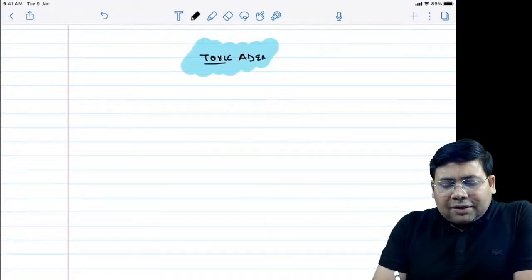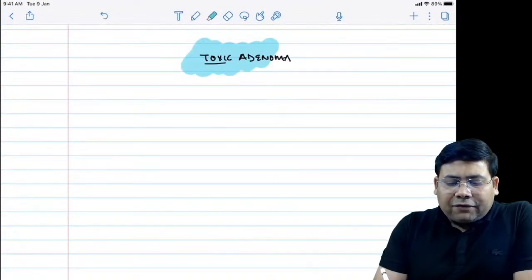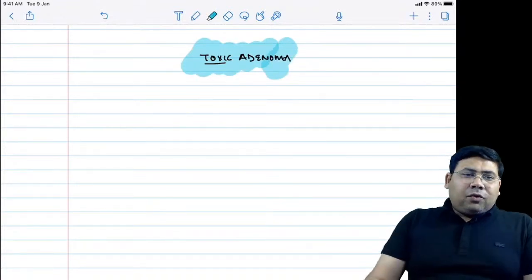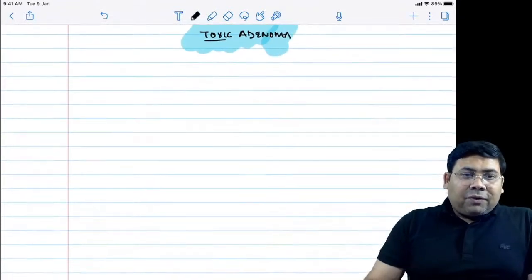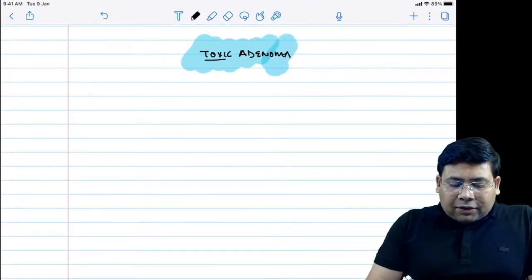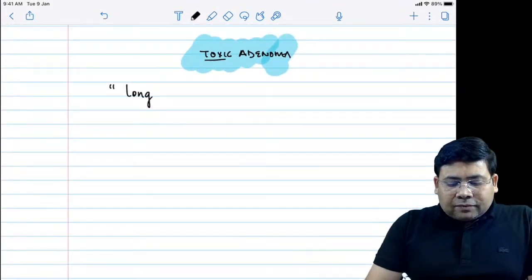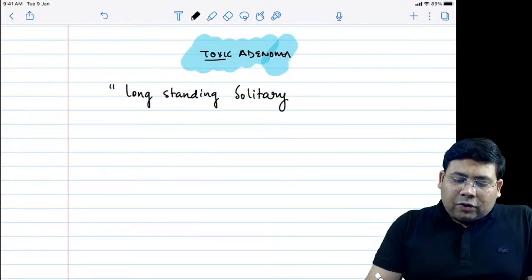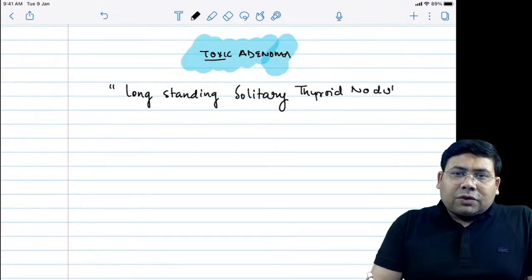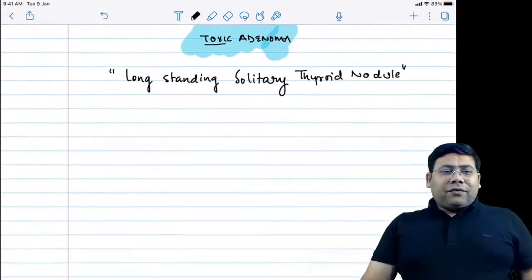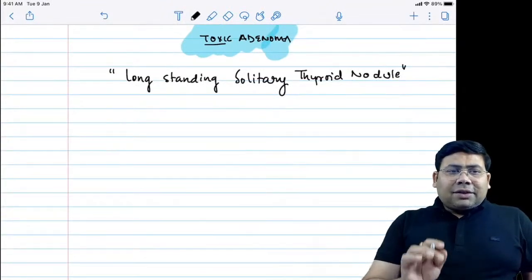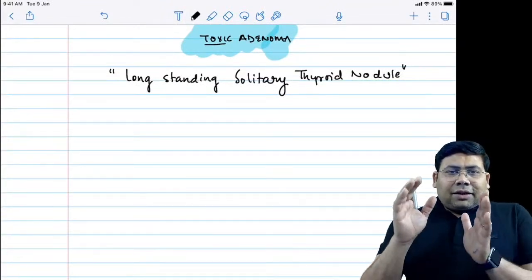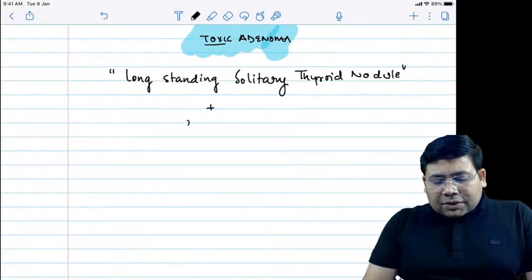The classic key word which will help you identify that it is a case of toxic adenoma is long standing solitary thyroid nodule with sudden onset of toxicity. So the classical history of a patient is a long standing solitary thyroid nodule plus sudden onset toxicity.